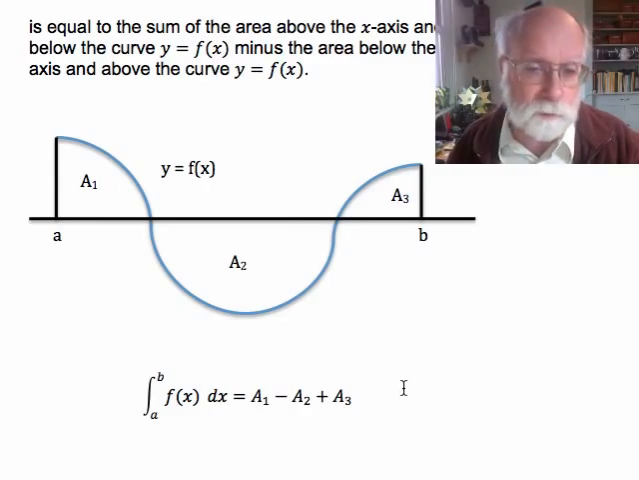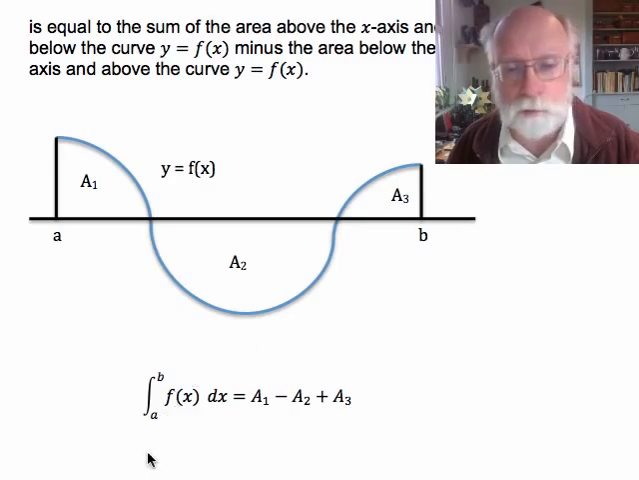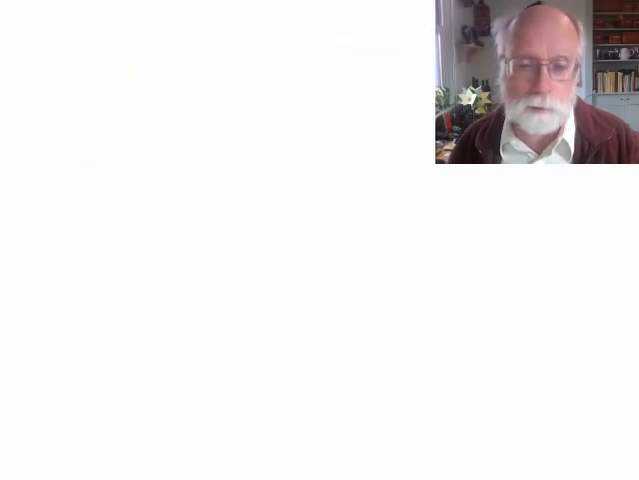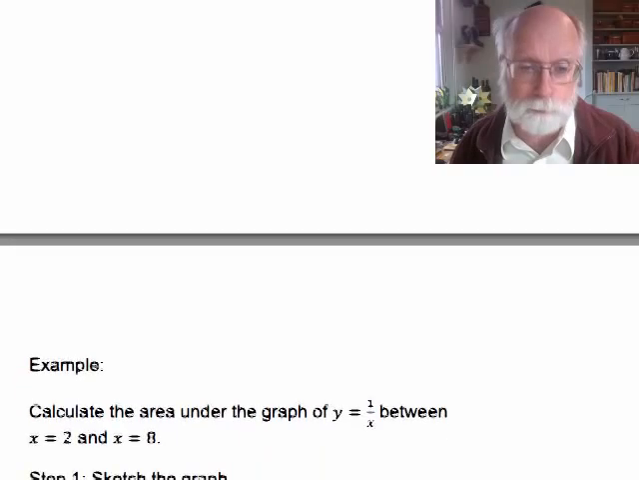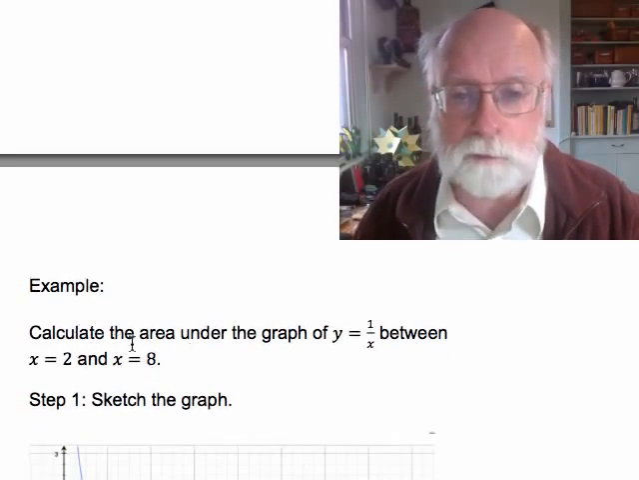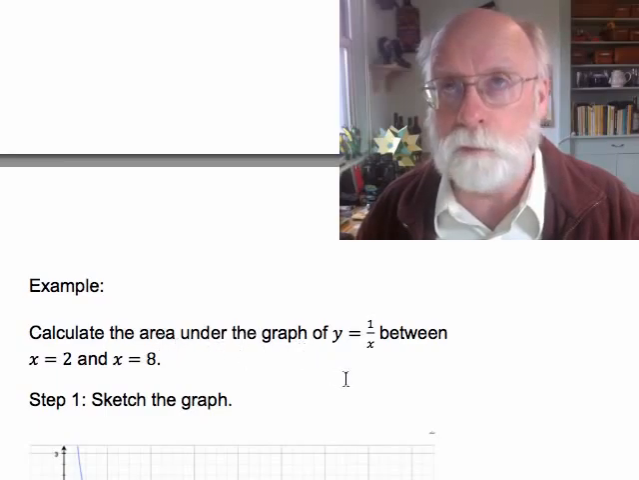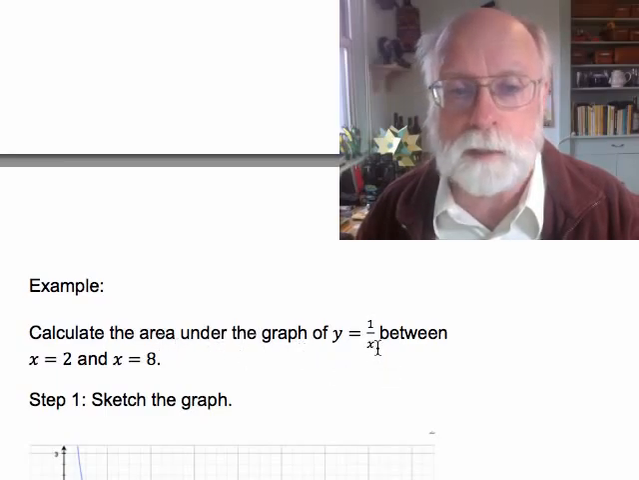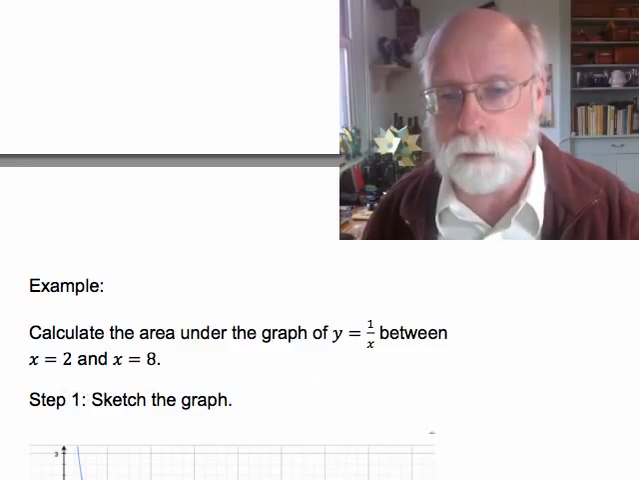Usually this isn't how we formulate the problem. We don't usually say we've got an integral, we want to interpret it as an area. What we're usually doing is starting with an area, and we want an integral that will evaluate that area. So here's an example. Suppose we want to calculate the area which is under the graph of y equals 1 over x and between the points x equals 2 and x equals 8.